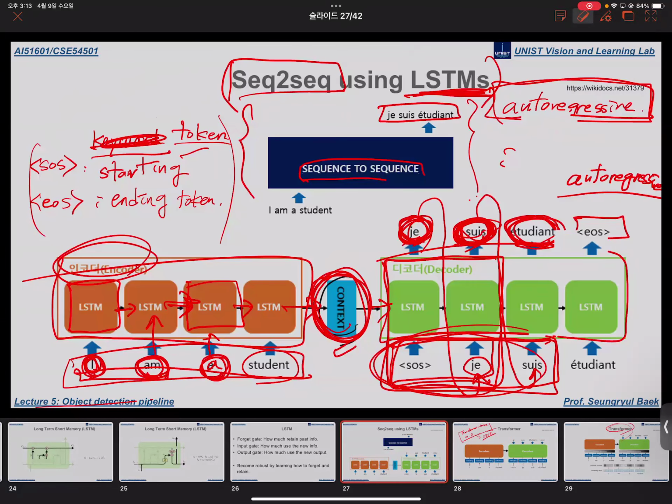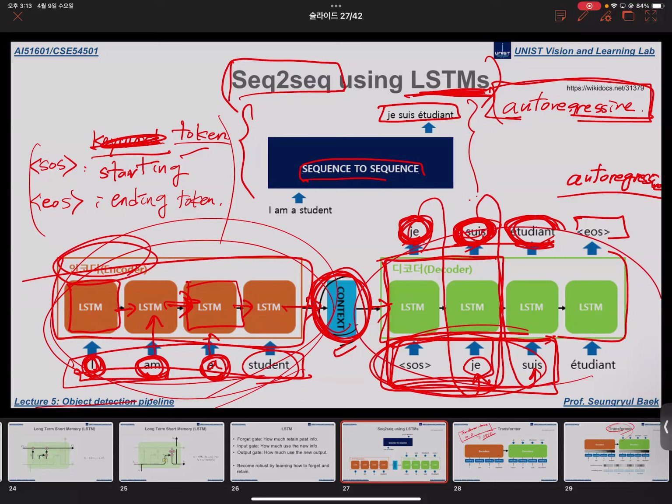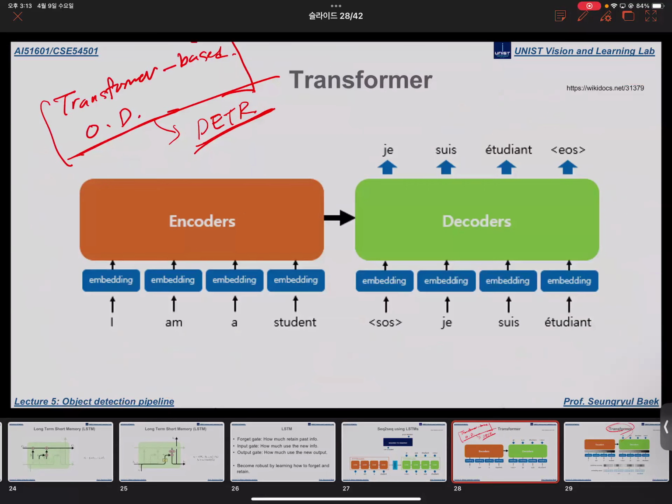And also, the encoder works with one feed forward. The encoder is executed once, but the decoder is executed multiple times. That's the characteristic here of the sequence to sequence model. And the transformer was actually proposed to replace this kind of operation.